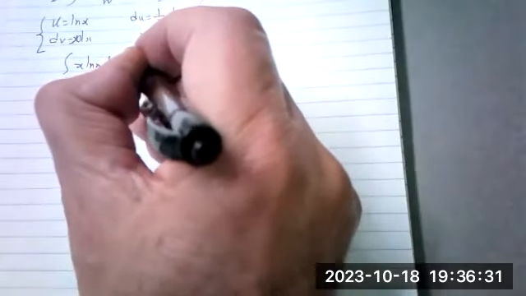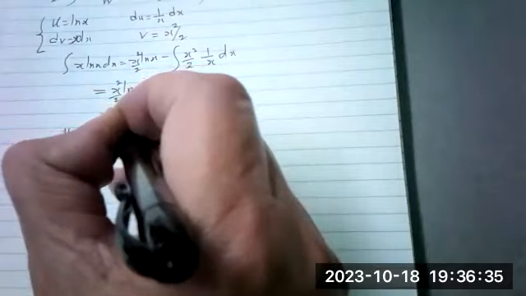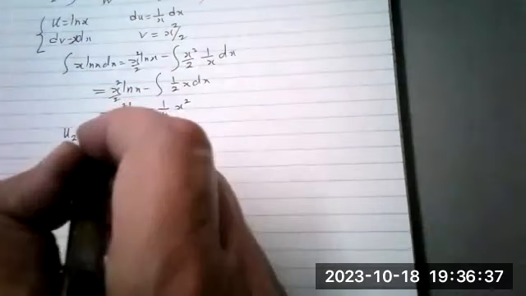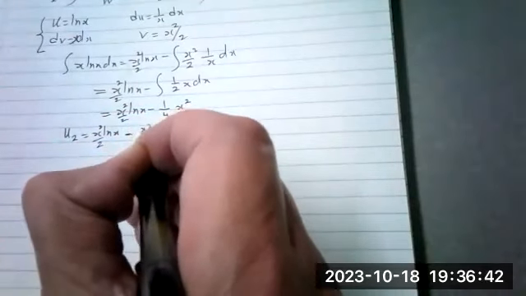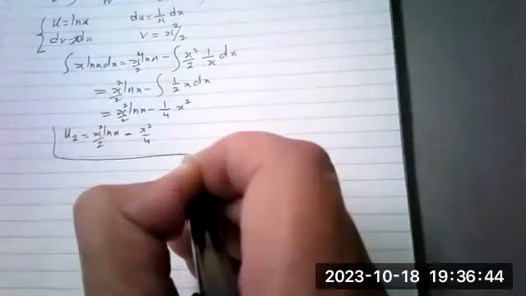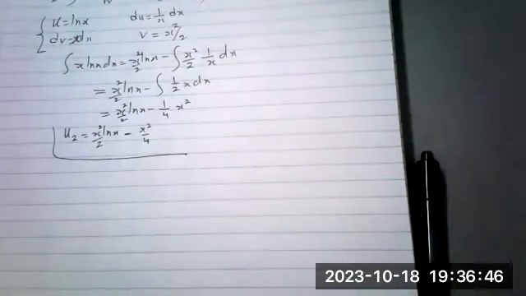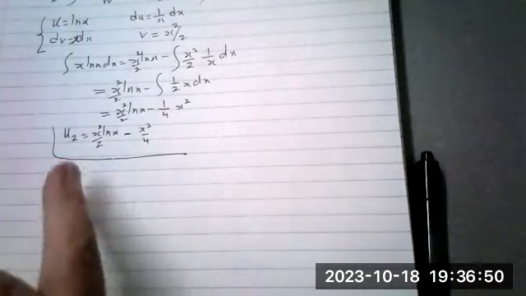Okay, uv, sorry. That's x squared over 2, x squared over 2, x squared over 2. Now that makes sense. It's x squared over 2 ln x minus x squared over 4. This would be the final answer. You know that there is one formula for this one too.